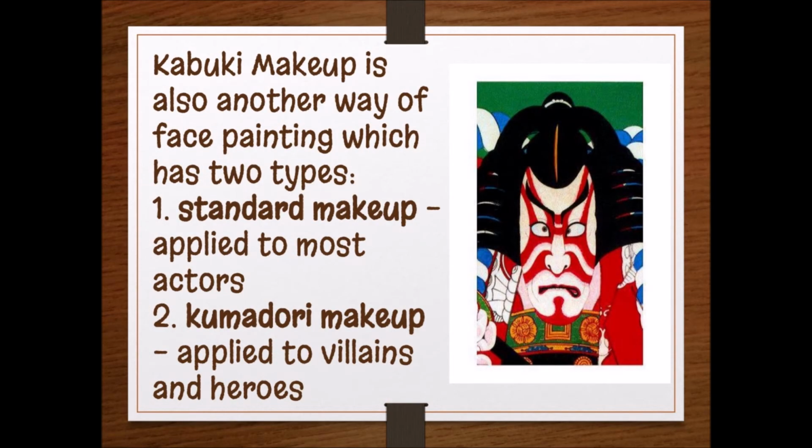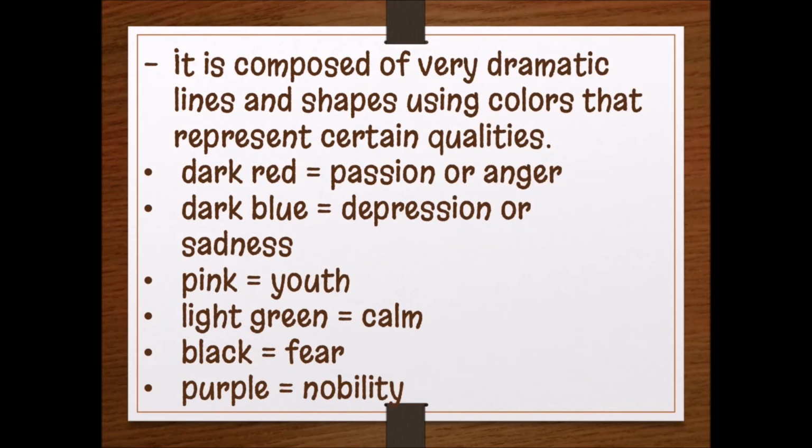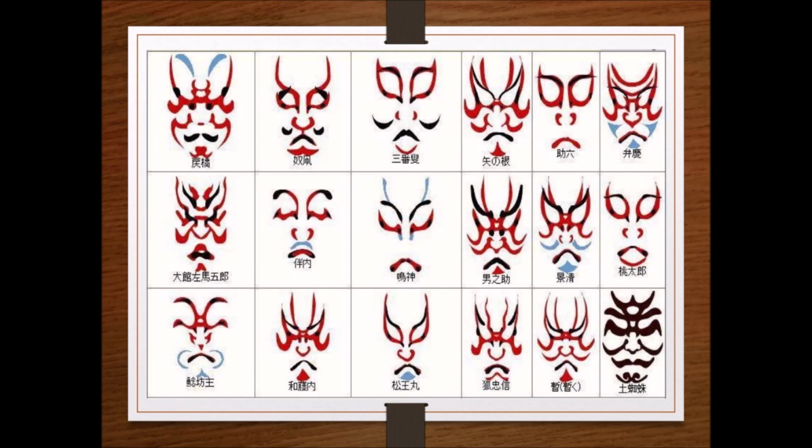Kabuki makeup is also another way of face painting, which has two types. The first one is the standard makeup applied to most actors, and the second one is the Komadori makeup applied to villains and heroes. It is composed of very dramatic lines and shapes using colors that represent certain qualities. Dark red, passion or anger; dark blue, depression or sadness; pink, youth; light green, calm; black, fear; purple, nobility.